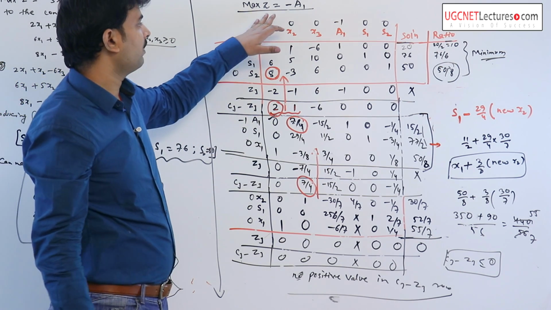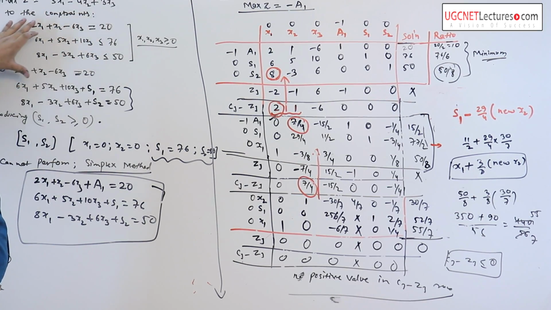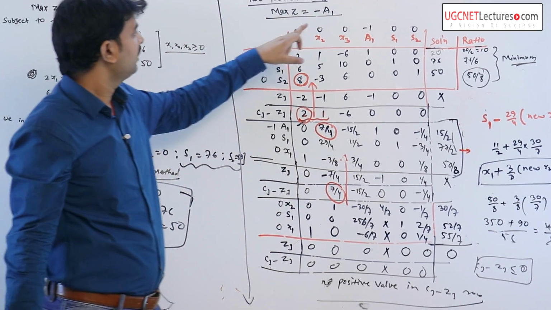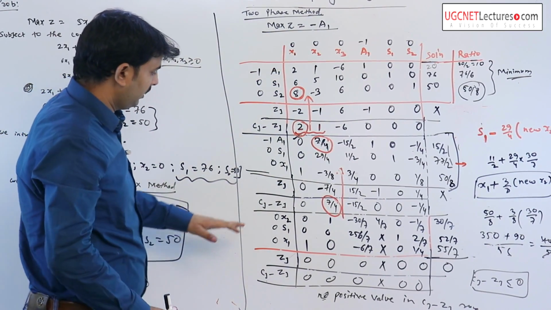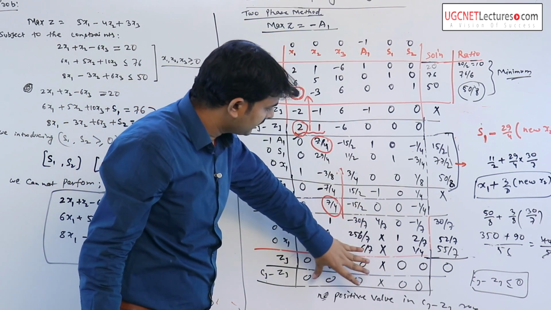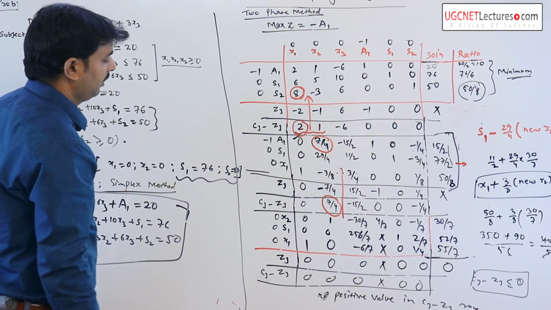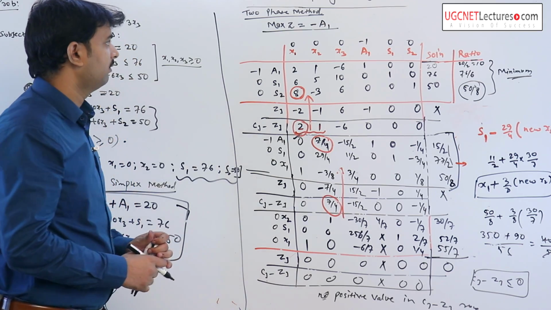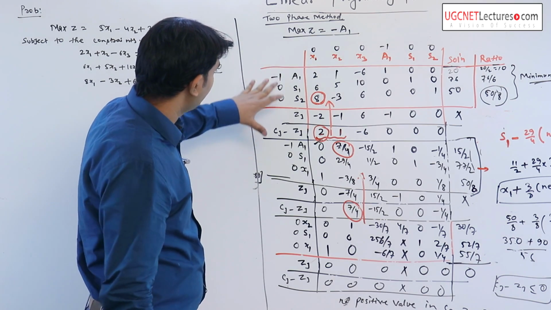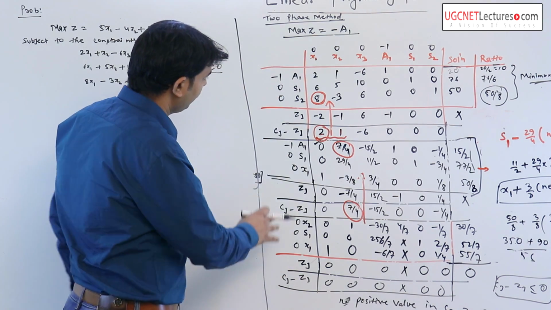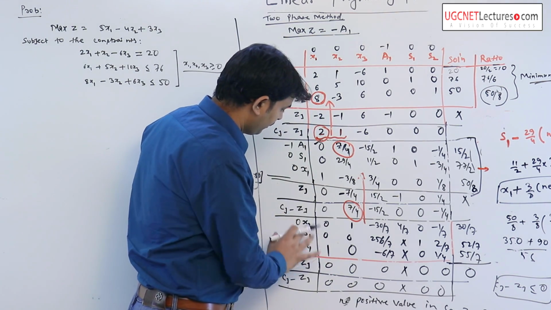But our original problem is maximization of z equal to 5x1 minus 4x2 plus 3x3 subject to the constraints. The problem here is maximization of z equal to minus 1, which means we have removed the artificial variable from the table and reached the optimal table. This is the first phase of the problem. So in the two-phase method, the first phase is finished as we have removed the artificial variable from the basic variables.